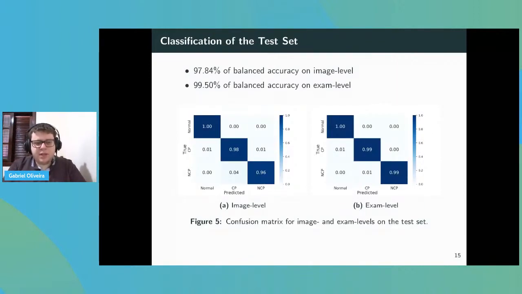Then we apply this best configuration in the test set. Considering the image level diagnosis, our method achieved 97.84% of balanced accuracy. And looking at the confusion matrix of image level diagnosis, we can see that the false negative rate for COVID-19 is close to 1%. So it's close to our results in the validation set. And then we apply it considering the exam level diagnosis, and our method achieved 99.5% of balanced accuracy in the test set. And in the confusion matrix of exam level, we can see that the false negative rate for COVID-19 is close to 0.